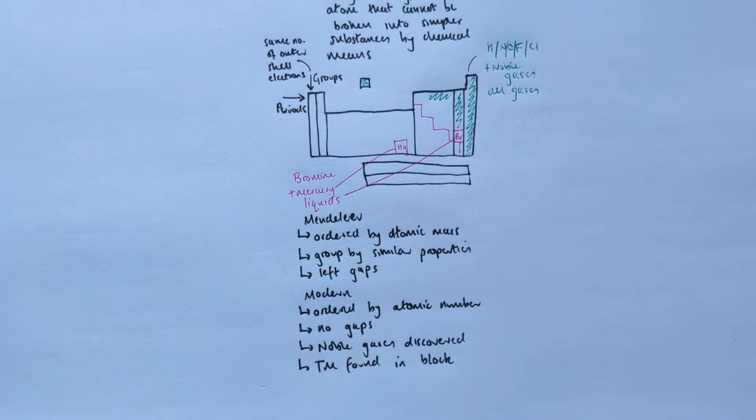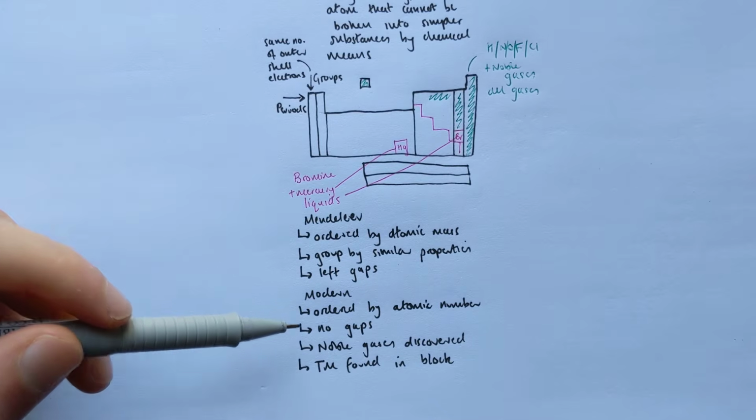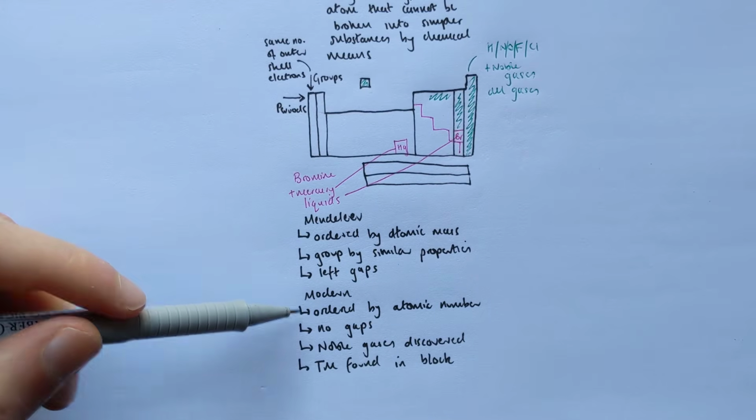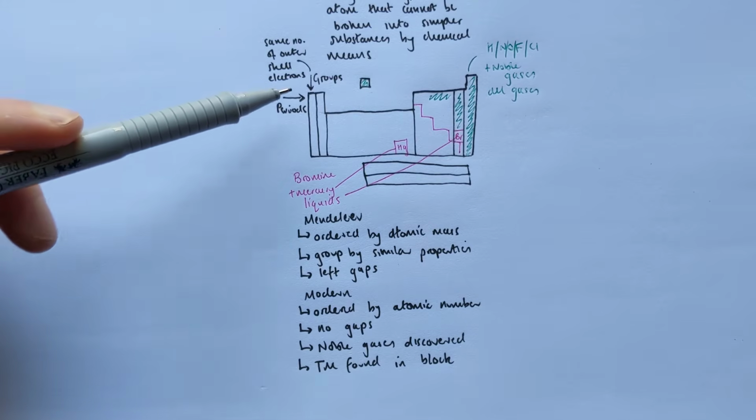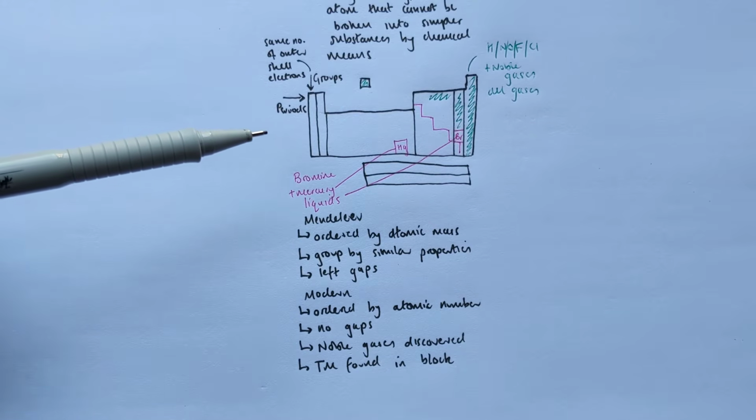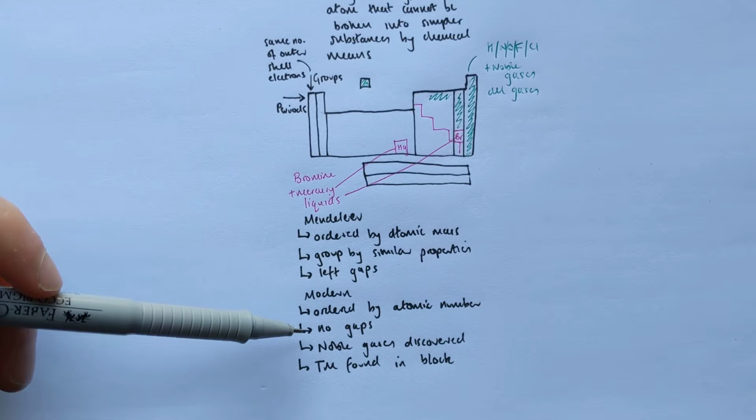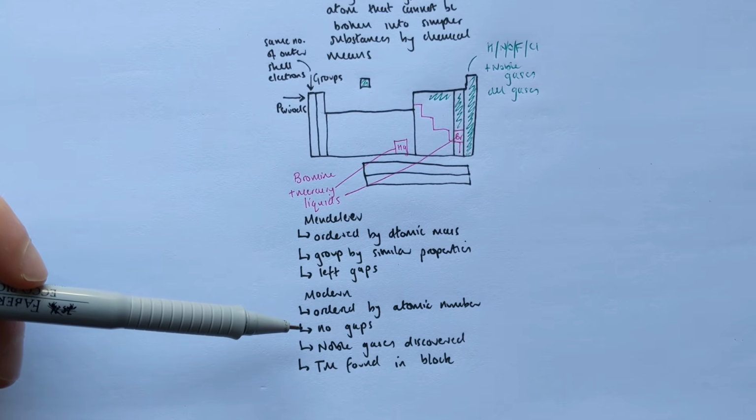There are a couple of key features about our modern periodic table that are different to Mendeleev's. The key difference is that the ordering is a little bit different. We don't use atomic mass for ordering now, we use a slightly better number, the atomic number, basically the number of protons. There are no longer any gaps, so in other words all the elements have now been discovered, or all the common ones have been discovered.